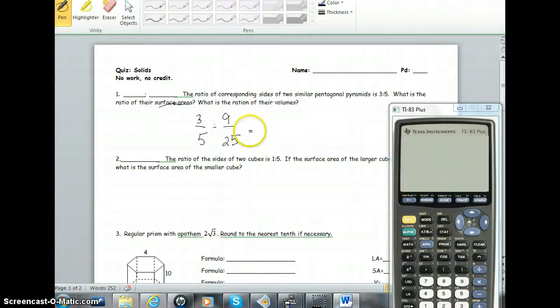The second question had to do with the same 3 to 5, but we wanted the volumes, cubed. So now we use the same 3 to 5 and just simply cube the 3 and the 5, which leaves the answer as 27 over 125.